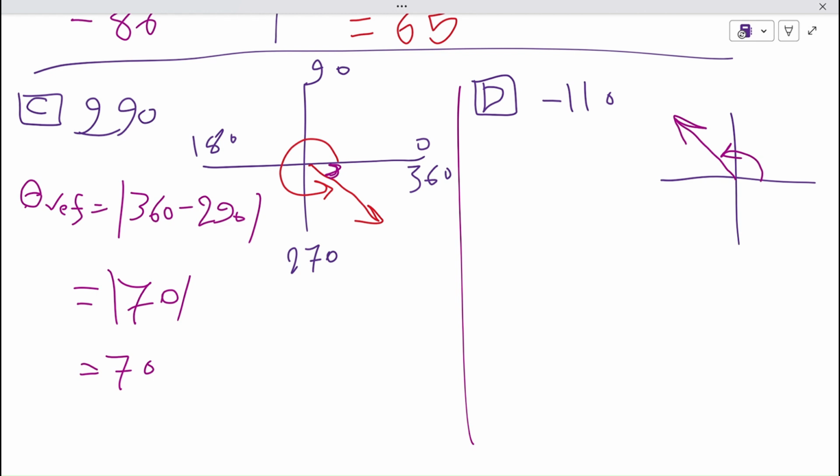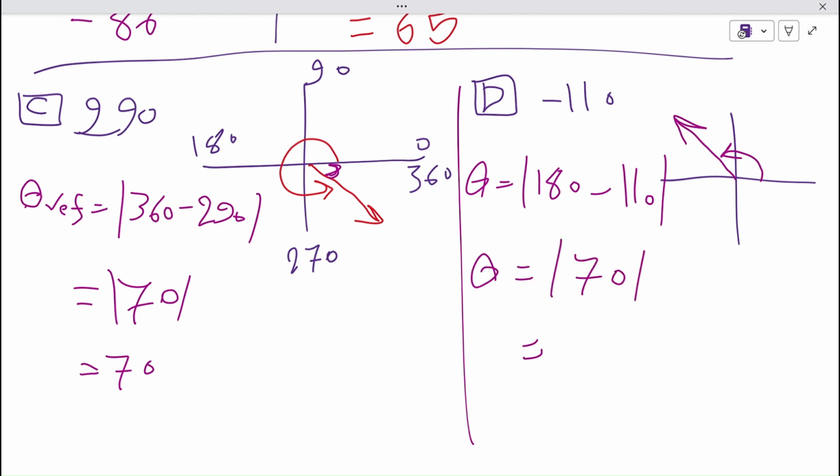180 minus our angle is 110. So theta is equal to 70. This is equal to 70. Okay, guys, this is really easy. You just have to know the cases that I wrote for you.